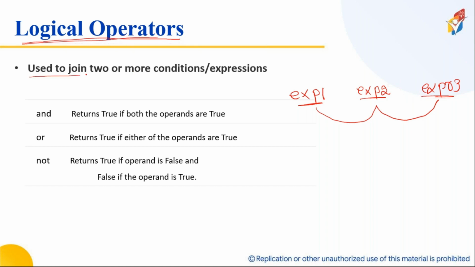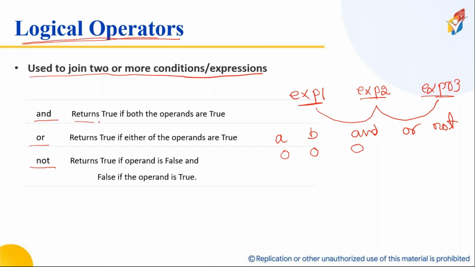Look at here. Use it to join two or more conditions or expressions. Here, we are using concepts called AND, OR, NOT. Let me discuss a beautiful mathematical example. A, B, AND operation, OR operation, NOT operation. First, let me discuss when both A and B are false, because 0, 0 means false. The AND operation will be false.